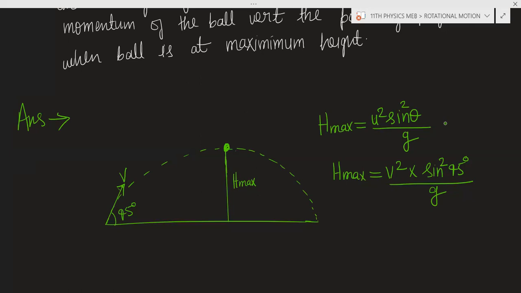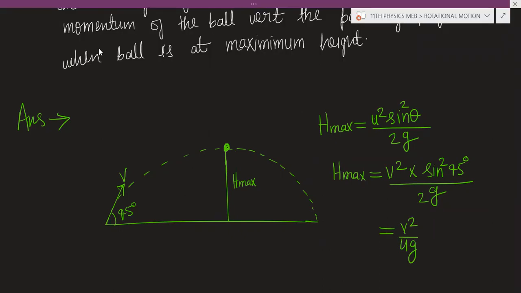Sorry, it will be 2g. U square sine square theta divided by 2g. So it will become v square sine square 45. Sine 45 is 1 by root 2, and 1 by root 2 squared means 1 by 2, and 1 by 2 multiplied by 1 by 2 becomes 1 by 4. So it will become v square by 4g. So this height will be v square by 4g.